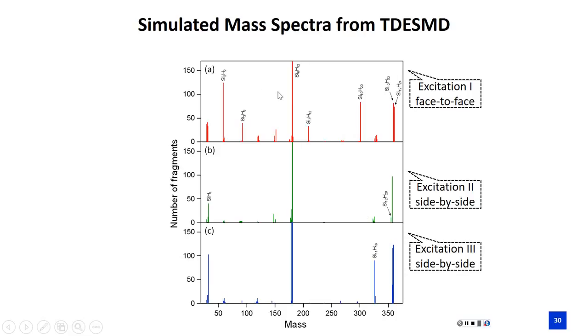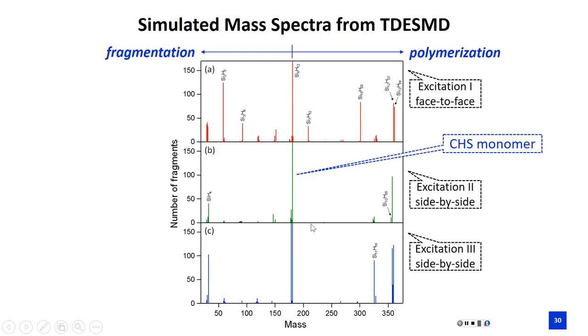In addition to the monomer peak and the dimer peak, we also observe other species. Species at the left correspond to fragments with molecular weight less than the monomer, and the species at the right correspond to fragments with molecular weight higher than the monomer. So basically, this part can be understood as fragmentation, and this part can be taken as polymerization.